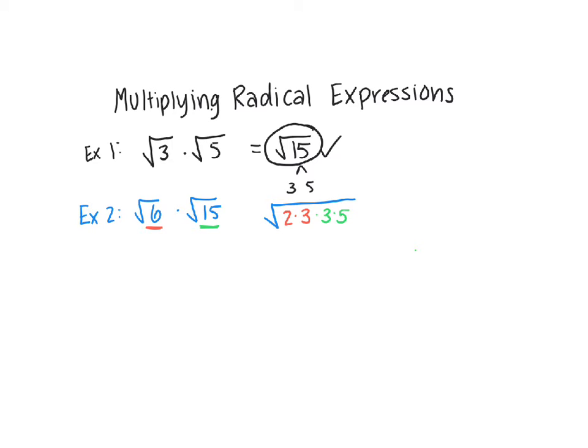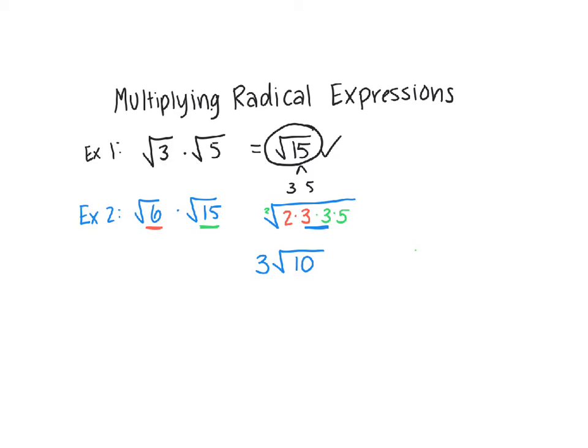And again, if there's no index listed, it's a 2. So the name of the game is 2 of a kind. We're looking for 2 of a kind, and we can see that we have 2 3s here. Even though they came from two different numbers, we're multiplying 6 and 15 together, so we can pull those 2 3s out of the radical, and our friends left inside that don't have a pair are the 5 times 2, which gives us 10.